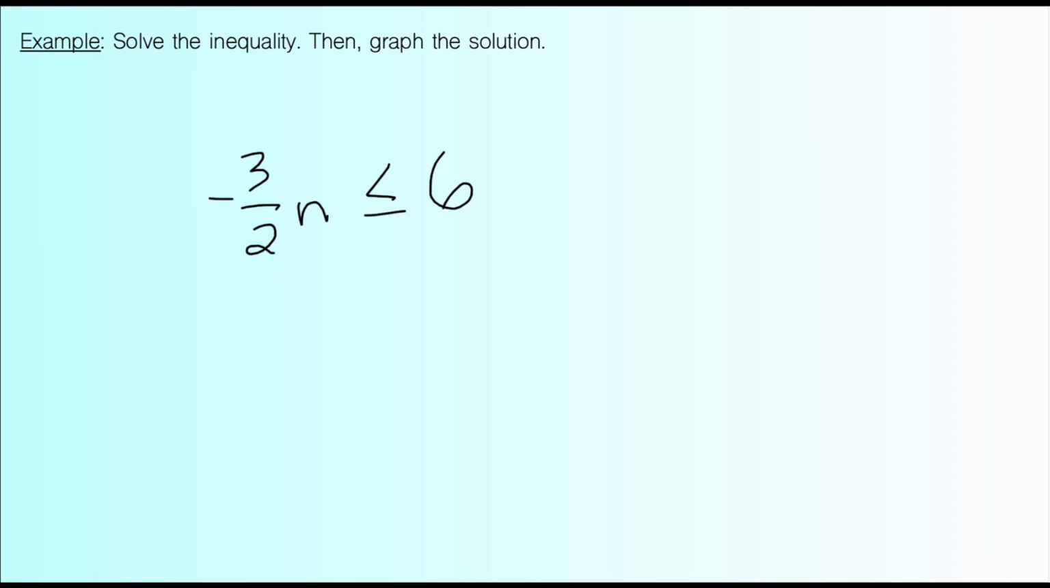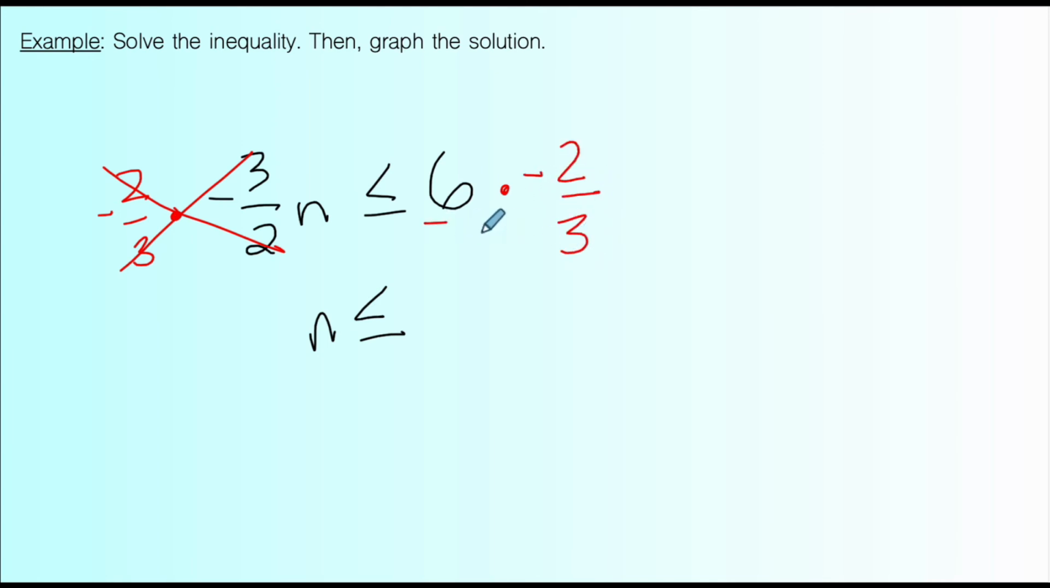So the first thing that I'm going to do is notice that I'm working with a fraction. Personally, I prefer to just, since I have to divide by negative 3 over 2, division of fractions is the same as multiplying by the reciprocal. So I'm going to multiply by negative 2/3. It's going to still cancel out, and it's going to leave me with n on this side of the inequality. And on the right-hand side, I'm going to multiply by the same thing, negative 2/3. 6 times negative 2 is 12.